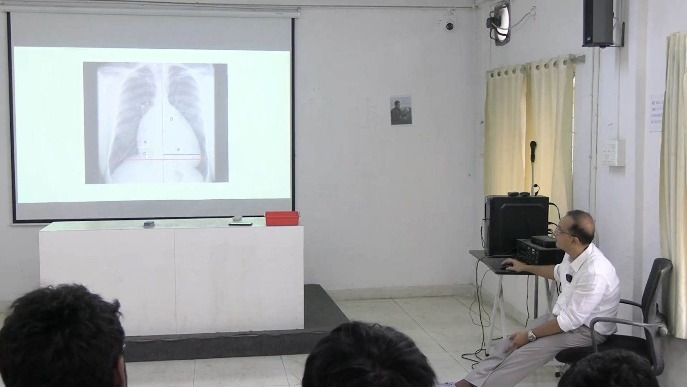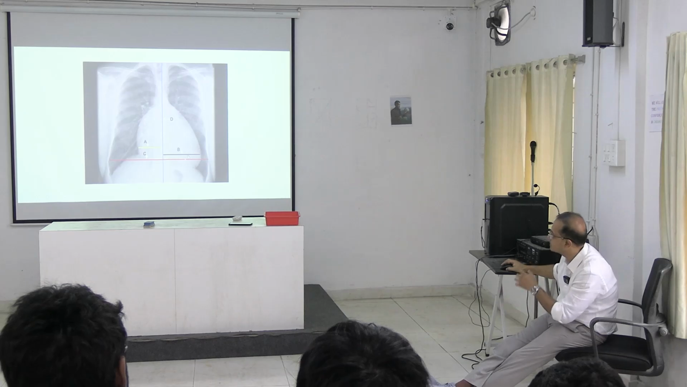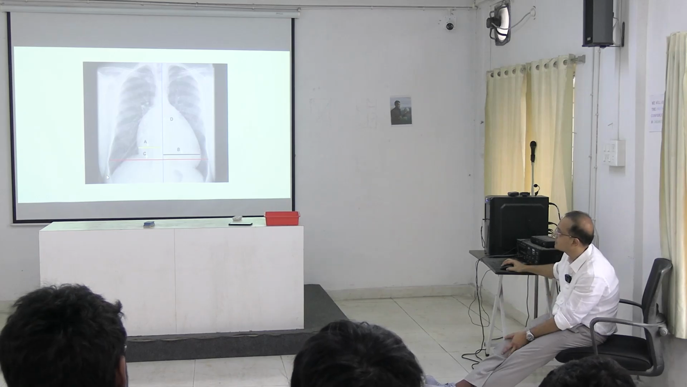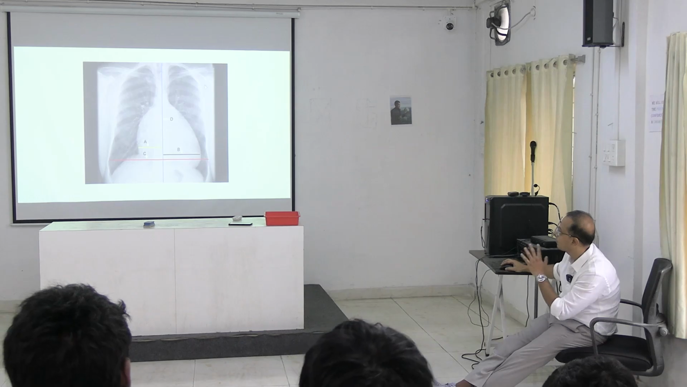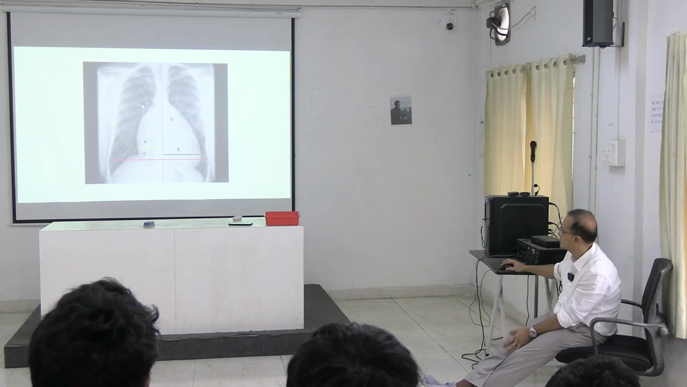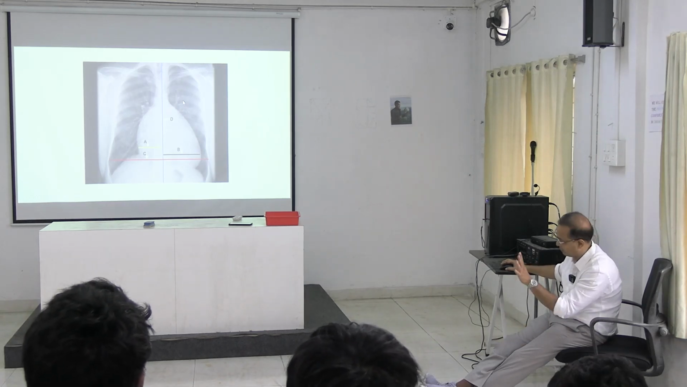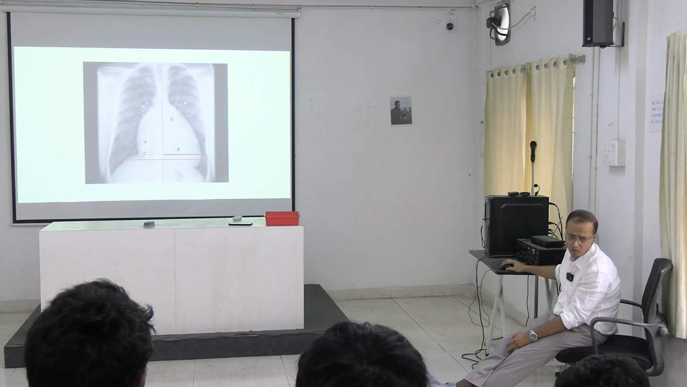So we have this enlargement of the cardiac shadow that is visible. How about the angles in the lung? Clear. So we have clear angles, so no problem with the lung. Bronchovascular markings are prominent and visible. So no problem whatsoever.